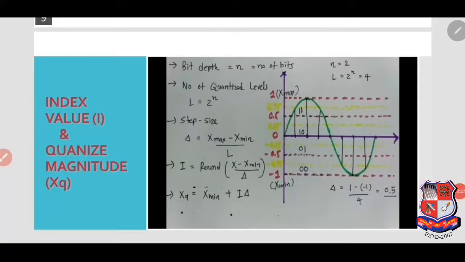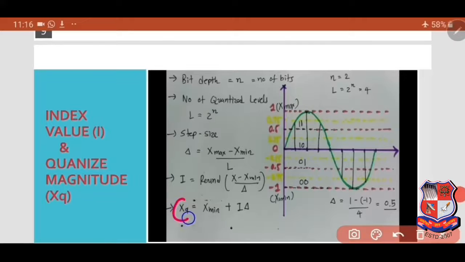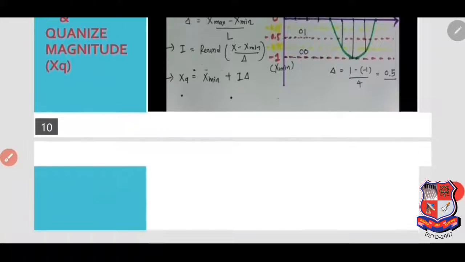Then after finding the index values for each and every sample, we proceed towards the xq, that is our quantized magnitude. Now we have to find the quantized magnitude for each and every sample. You can see that xq, the quantized magnitude, has the equation xq equals x mean plus I del. So how will it be found? We will once again take the equation for xq and see how it works.